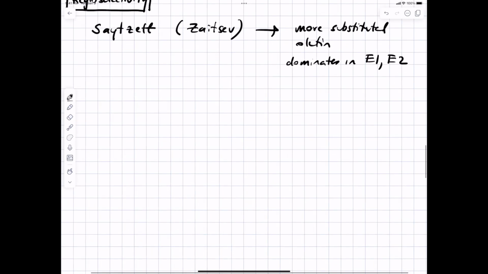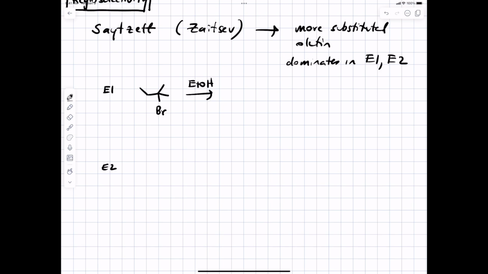It's kind of cool. Right. So what's the rationale for the Zaitsev rule, which is the more substituted olefin dominates? I'm going to give you an example of this in the context of the E2 reaction and an E1 reaction. Here is an E2 reaction.